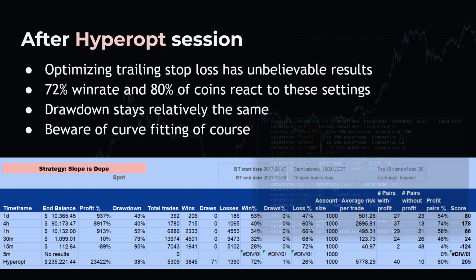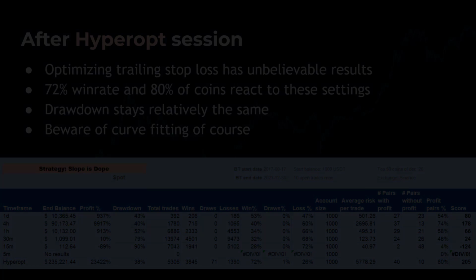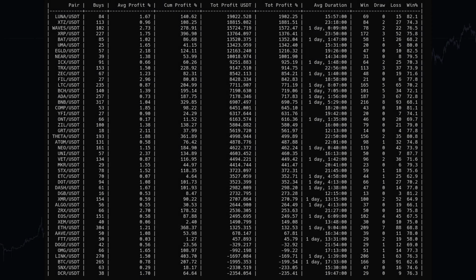But after hyper-opting only ROI, stop loss and trailing stop loss with these settings, it's just amazing results. And honestly, I simply could not believe them. But if you look more closely at the coins that benefit the most from these new settings, then you will see that only altcoins had major pumps in 2021.